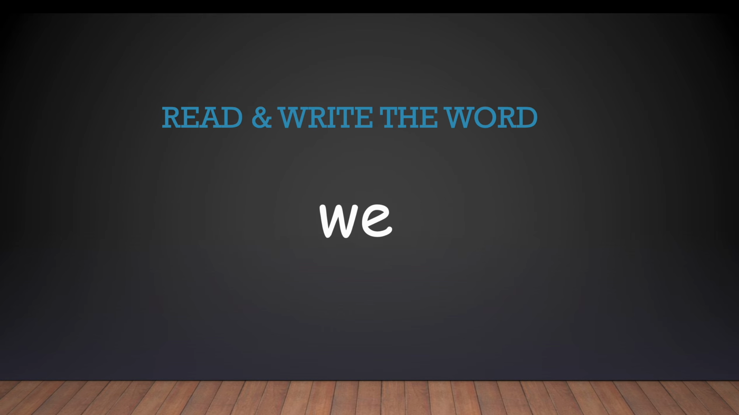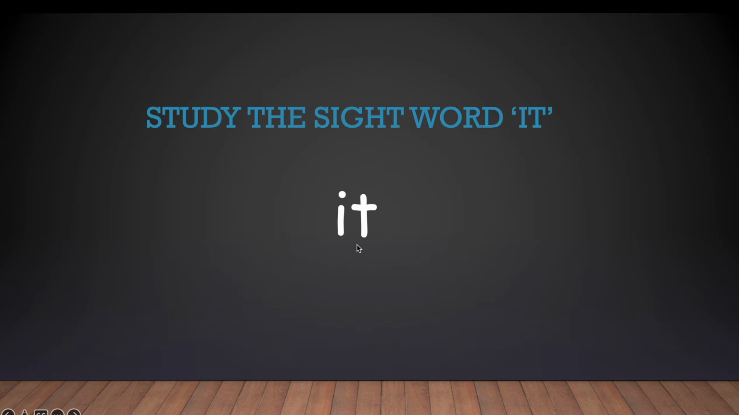Good job. Let's get ready to read and write the word we. Always start at the top over here for letter W. Down, up, and our E. Over, up and around, we. Let's study the sight word it.